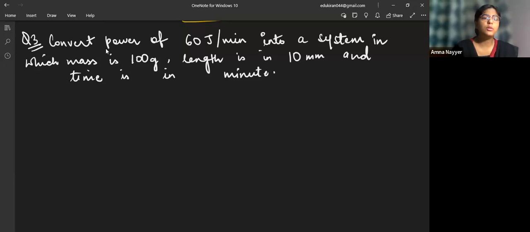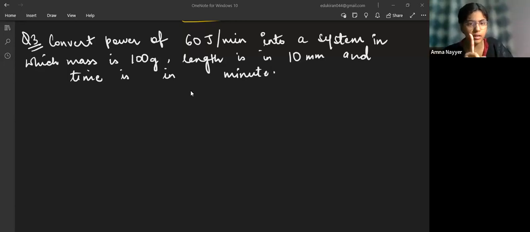See, we have to convert a power of 60 joules per minute into a system in which mass is 100 grams. What is meant by this is that you are having a new system. Up till now, in the questions we did, at one place we used the FPS unit, at other places we used the CGS unit. This time a new system of units is given.